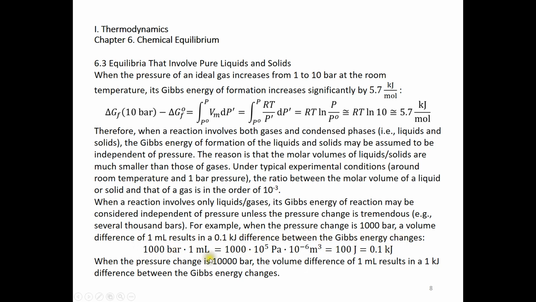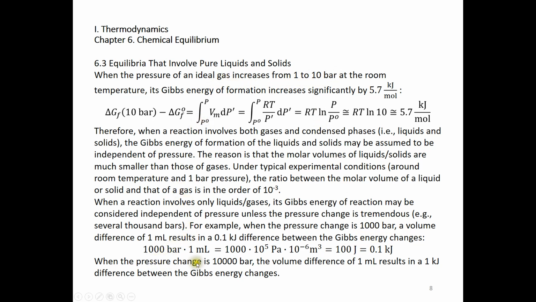Here's a simple illustration. If you have 1000 bars and a volume difference of 1 milliliter, we do the calculation. We convert bar to pascals. We convert milliliter to cubic meter. Pascal and cubic meter are SI units. So in the end, we get just 100 joule, which is only 0.1 kilojoule. It's still much smaller than this number. And right here, when we do this calculation, we assume the pressure change for this condensed phase is 1000 bars. Over here, it's only 10 bar for the ideal gas.